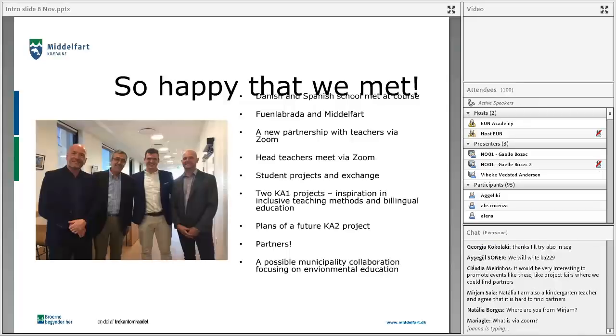And they have actually also talked about a possible municipality collaboration where we focus on environmental issues, which I think I must say that we have really succeeded sending 2 Danish persons out, and they bring home this for our municipality. I think that's amazing.